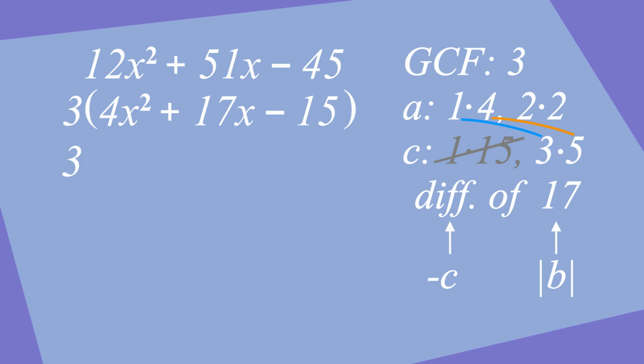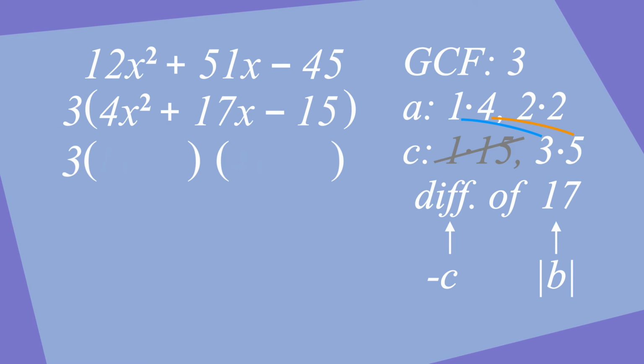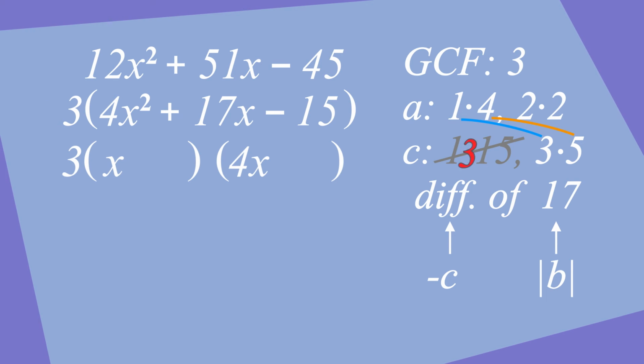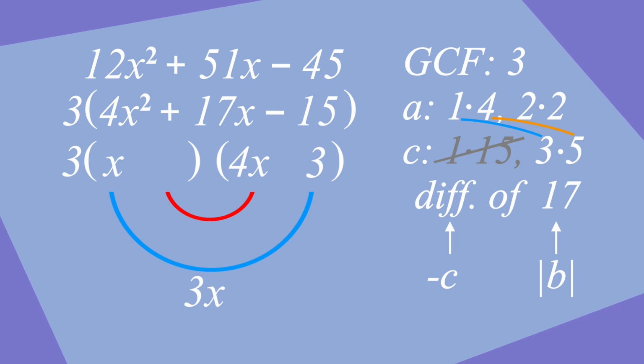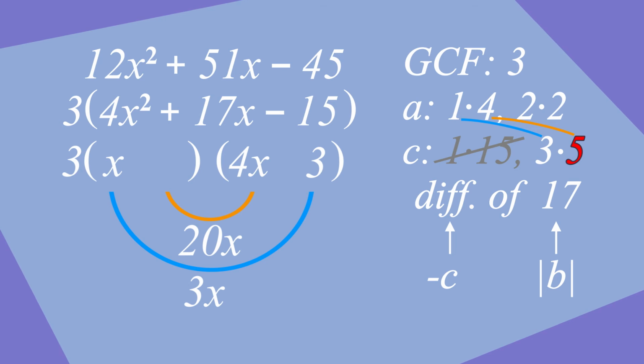Don't forget to keep the GCF of 3 in the front as we draw 2 sets of parentheses to fill in. We use the factors of a to write the coefficients of x, so we have 1x and 4x. In which set of parentheses should we write the constant 3? Exactly! In the one with 4x, because we want the 3 and the 1x to be in different sets of parentheses. We want the 4 and 5 to multiply, so they are also not in the same set of parentheses.